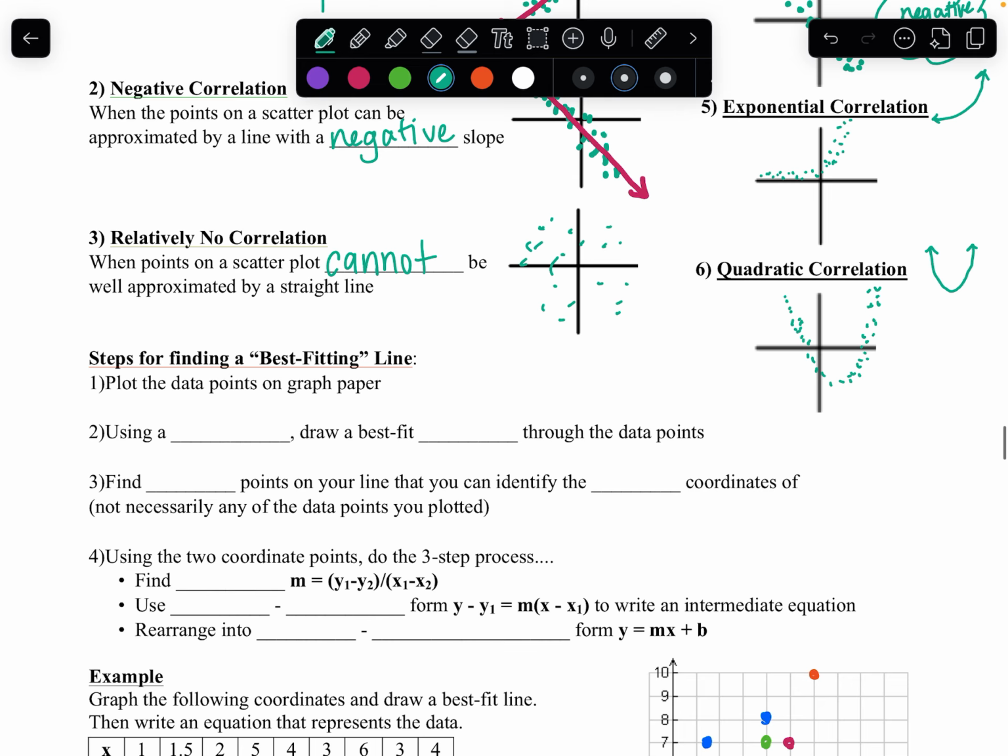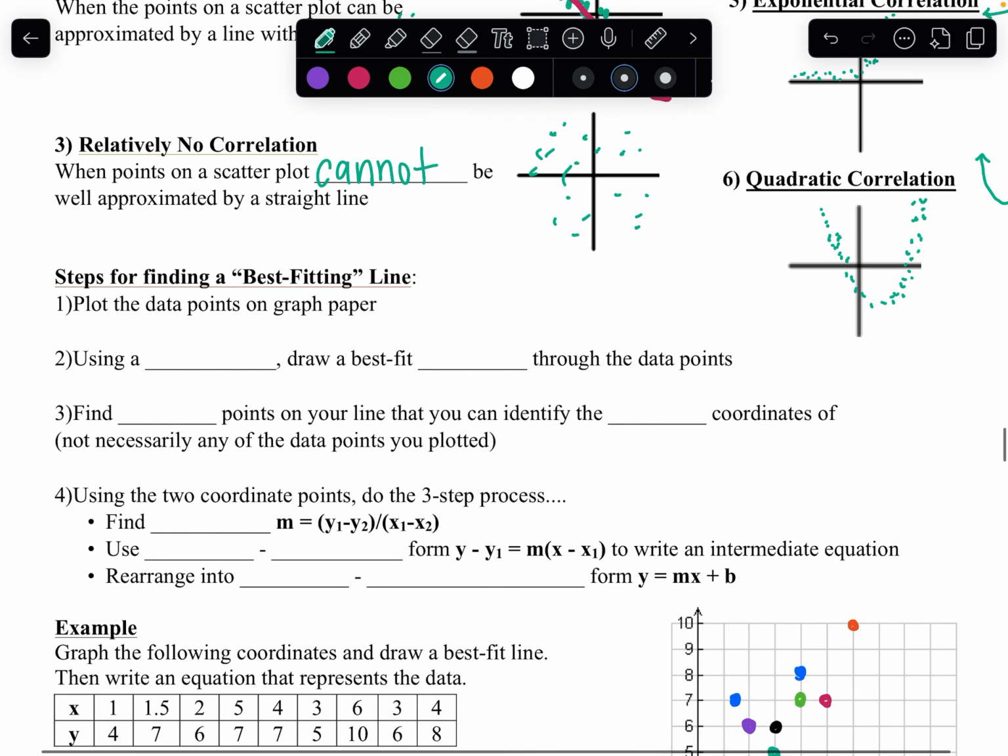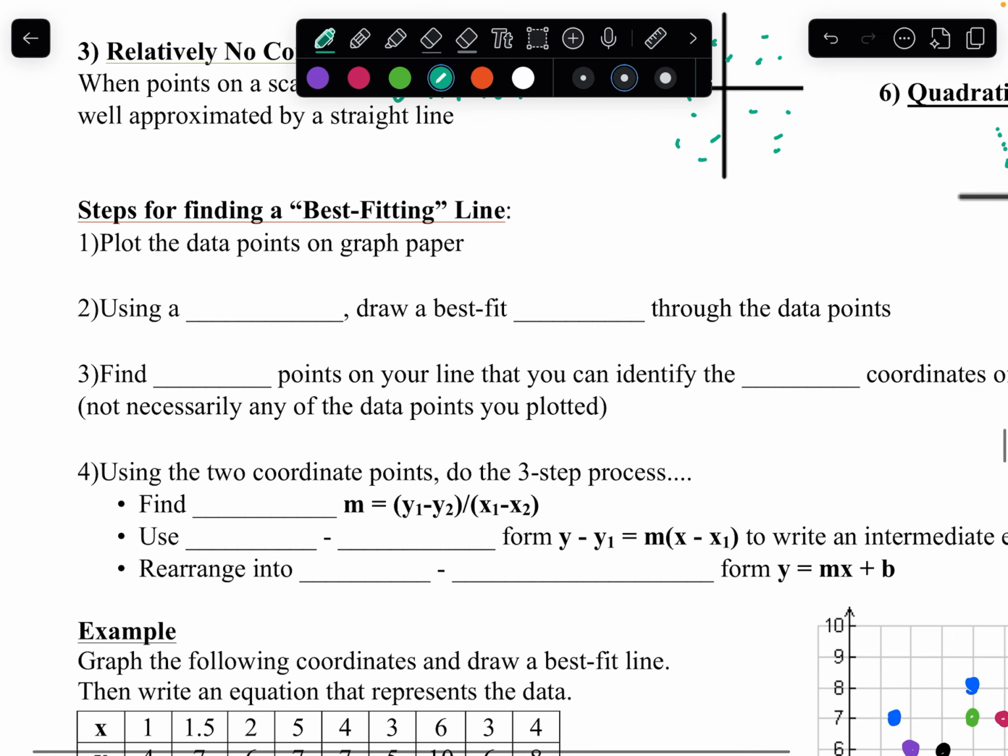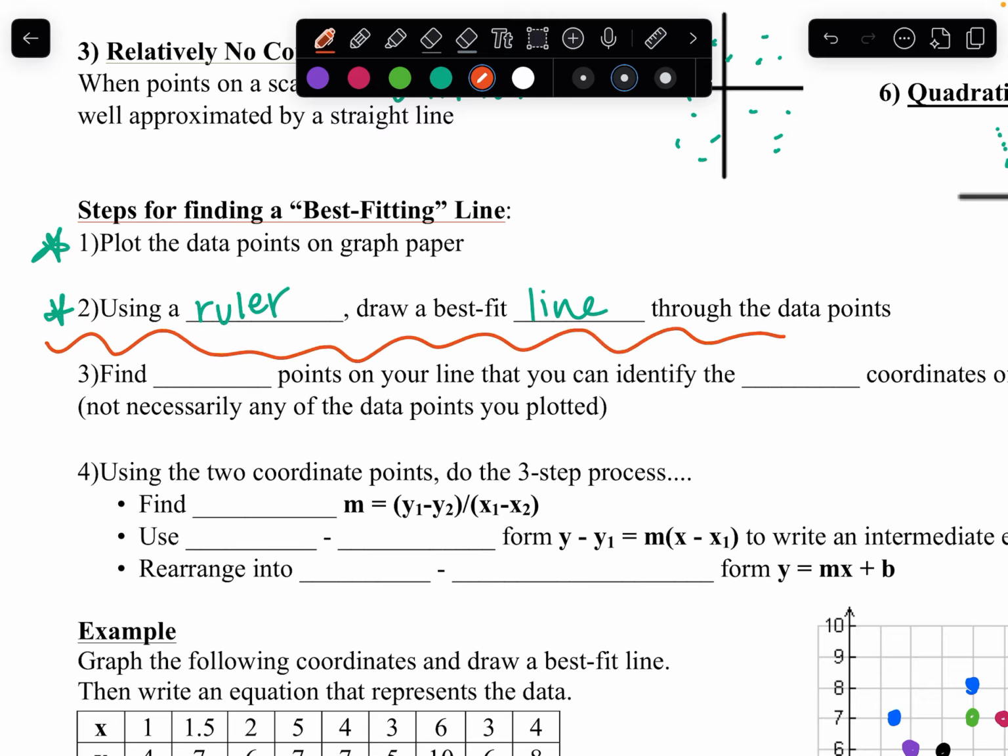So, how we find a line of best fit, there's actually 3 ways. This first way is by your brain power. So you plot all the data points. This is always going to be the same. Then we use a ruler and draw a best fit line through the data points. Okay, this will always be the same. This is where it's going to change, okay? I'm going to just draw a line.